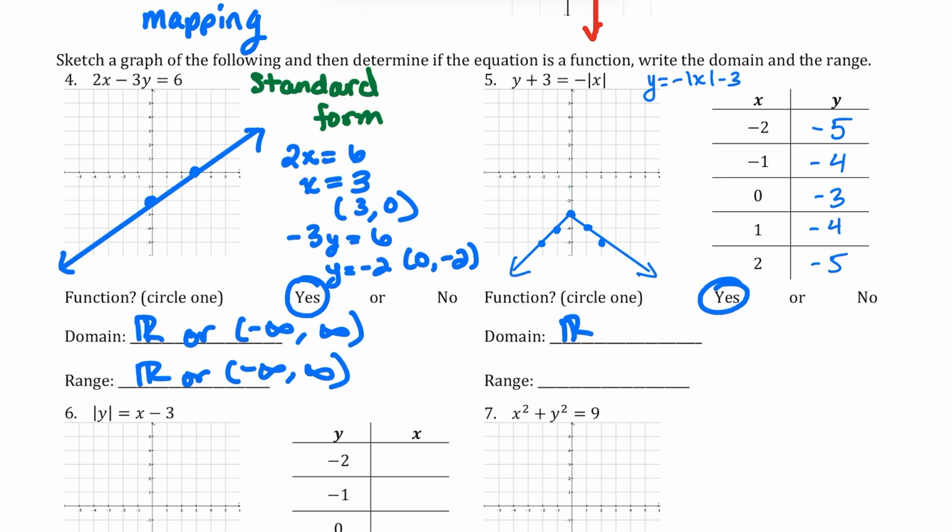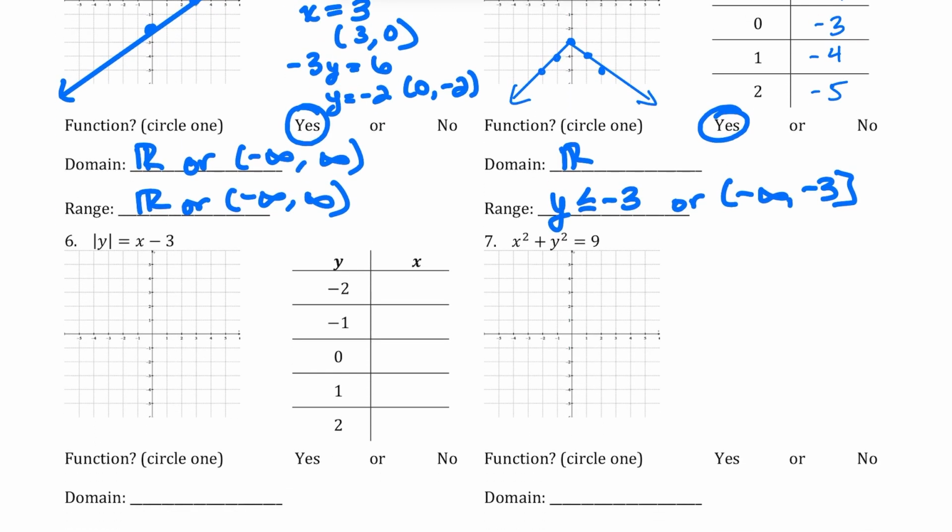So you can either write that in words, you can use inequalities like this, or if you like interval notation, it's negative infinity to negative 3 with the square bracket. Something from Algebra 2 that you should remember. I'm a really big fan of inequalities, but you choose one or the other.